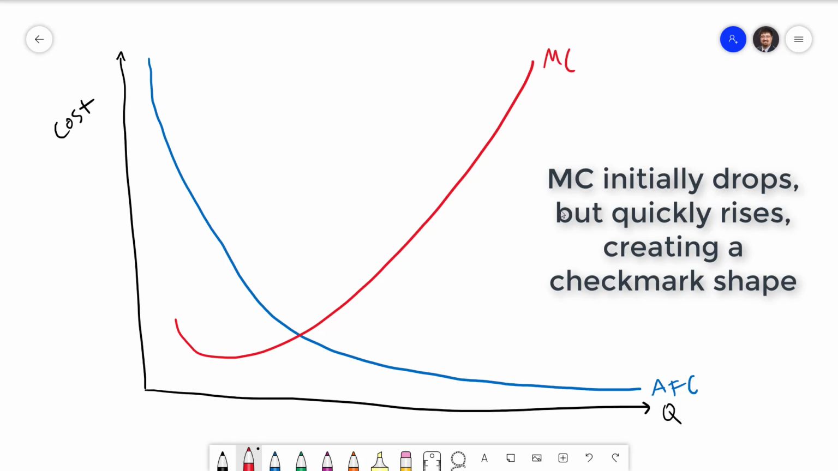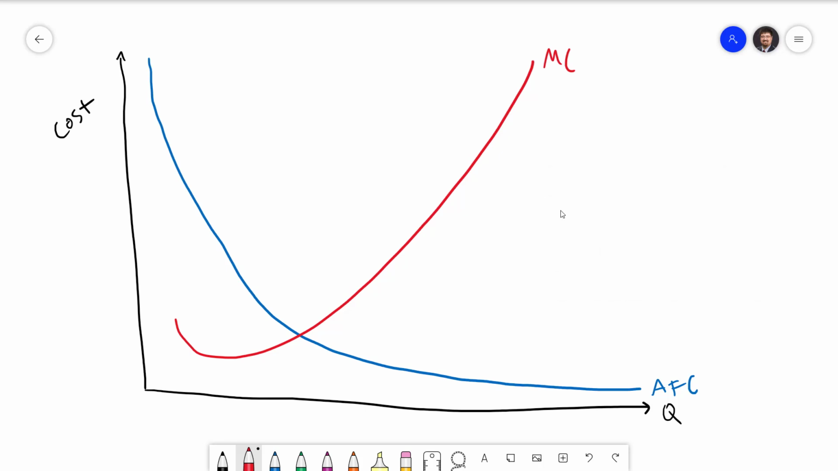But if we want to produce a little bit more output and we hire some more workers, they can start to specialize in their different jobs. That might make things more efficient, so our marginal cost is initially going to start to come down. But pretty soon, we're going to get to a point where there's no more gains to be made from specializing, and adding more workers is only going to make the bakery more crowded, which increases the marginal cost. So inevitably, marginal cost will start to come up. This is what gives us a kind of checkmark shape to the marginal cost curve.